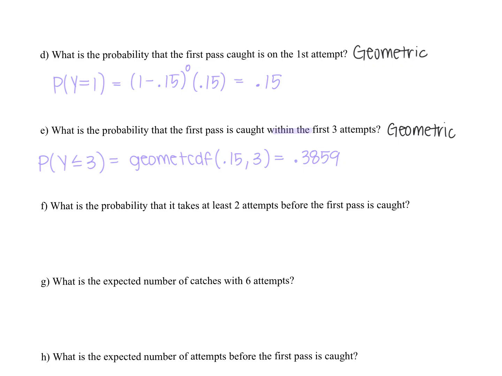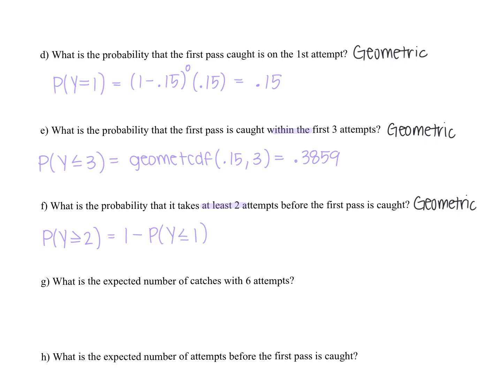And then the next one says, what is the probability that it takes at least 2 attempts before the first pass is caught? So again, still geometric. And then because it says at least 2, another inequality. So this time it's the probability that y is greater than or equal to 2. Similar to a binomial distribution, geometcdf only does less than or equal to. So I have to change this to a less than or equal to. So it becomes 1 minus the probability that y is less than or equal to 1.